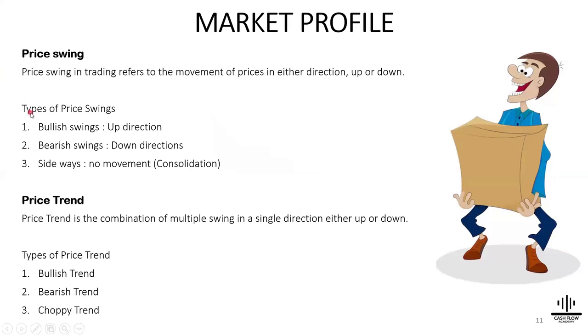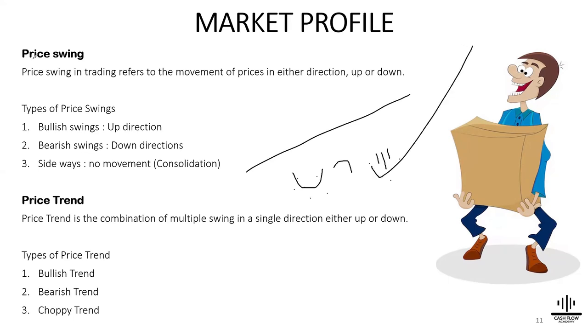So now, types of price swing. We have the bullish swings, which is in the up direction. So a swing is just a move like this. So if it creates a bullish swing price candle structure, that is the one where the middle is lower, it tells that price wants to go bullish. I hope you understand.